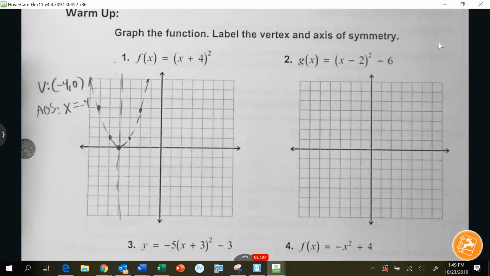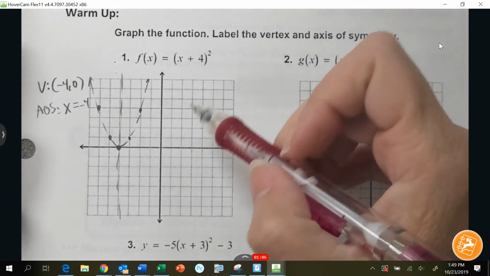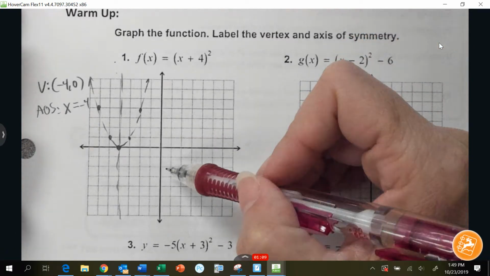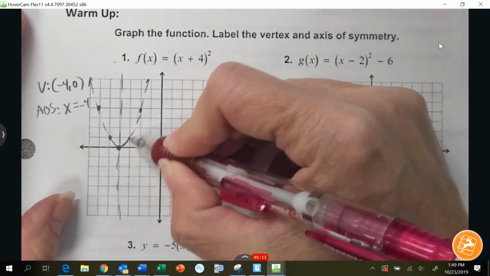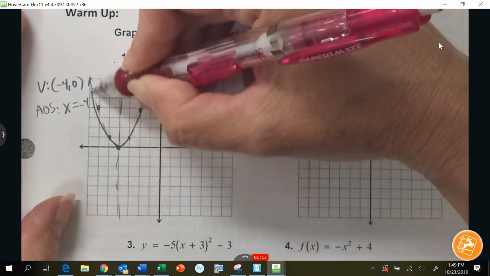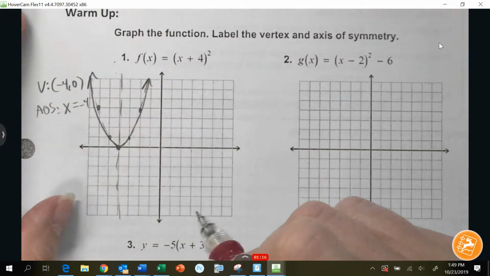Wait, why did you... Why did I what? Why did you dash one? Oh, I don't have any idea why I did that. Okay. Because normally when I do the parent function, I did that, but that's fine.